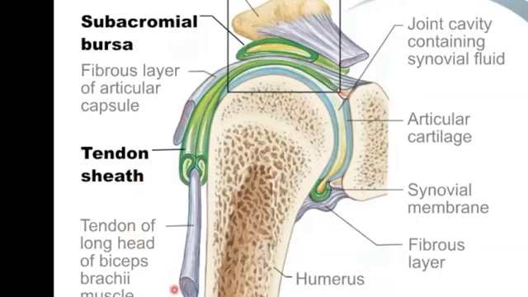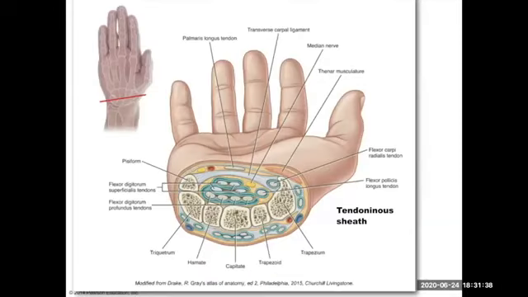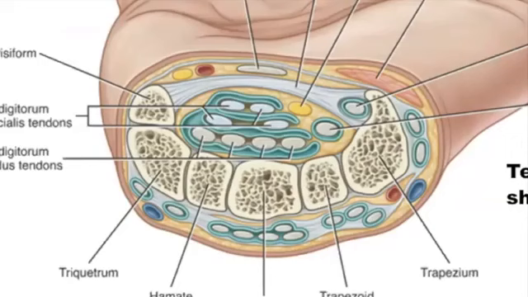Here's the tendon of your biceps brachii muscle, which goes up through this groove. As your muscle moves, the tendon moves back and forth, so this tendinous sheath protects it. Here's another example of tendinous sheaths going through your wrist joint. Over here you have this region where all the tendons of your muscles are going into your hand. Those are all covered with tendinous sheaths.